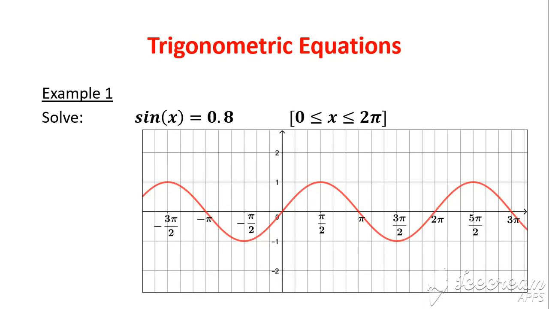Right, well here's the sine x graph. We know it's got an amplitude of 1 and there's no horizontal or vertical changes or anything else happening to it. It's got a period of 2 pi.